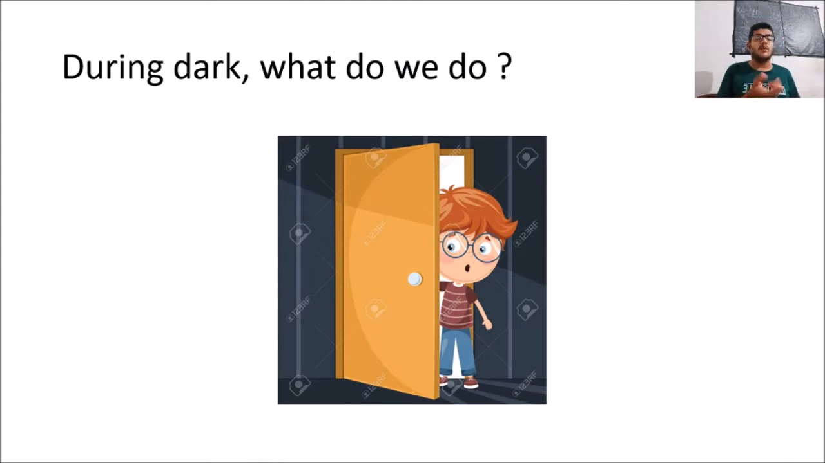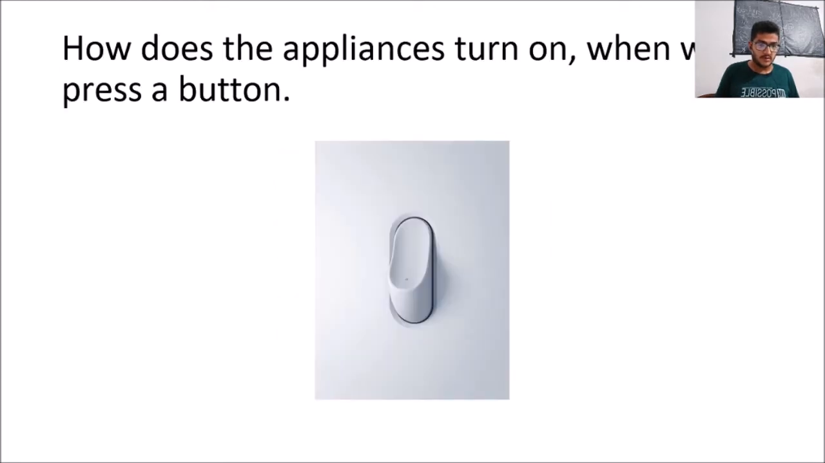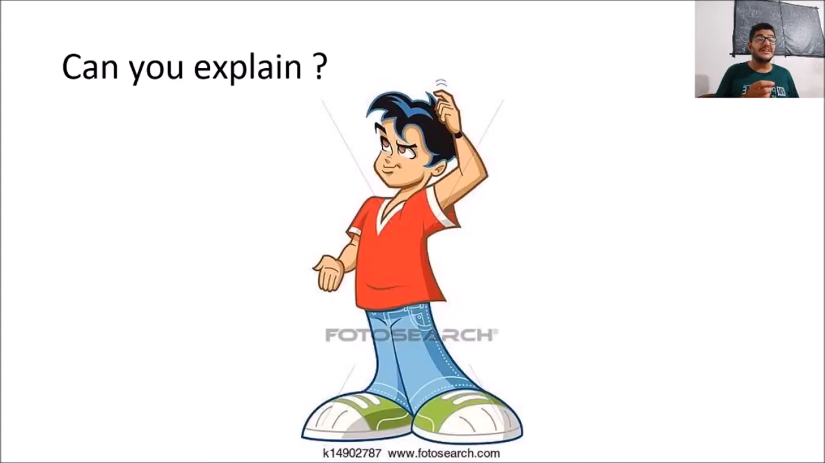So during that, what do we do? We switch on the lights, the lamps, the bulbs, the tube lights, whatever you say. We turn them on because we feel darkness. And all these appliances can be turned on with the help of a switch, just like it is shown in the picture here. Switch.